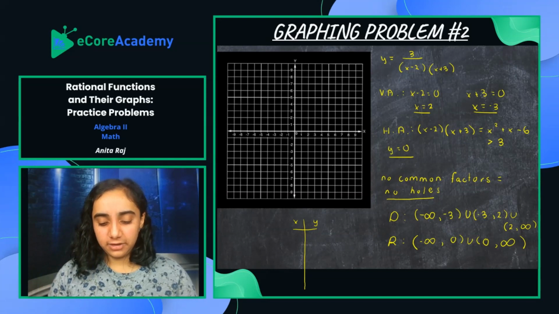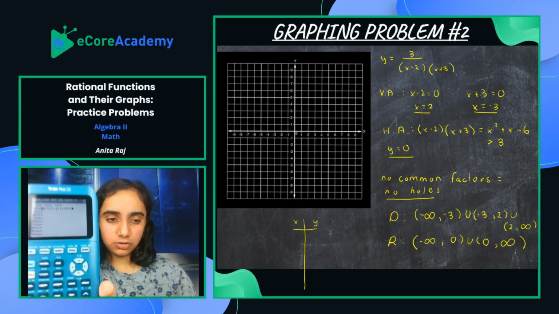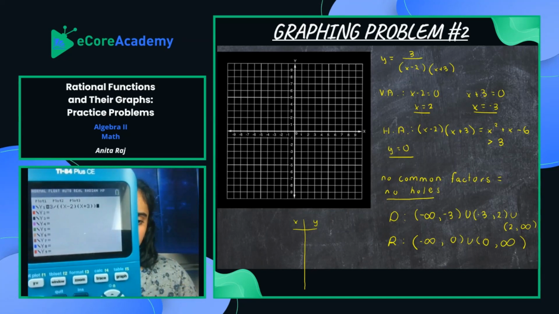You can go to your y equals. You can type in the rational function, so 3 divided by (x minus 2) times (x plus 3). Then you're going to have that typed into your y equals. There's a bit of a glare, but you're going to have that typed in.